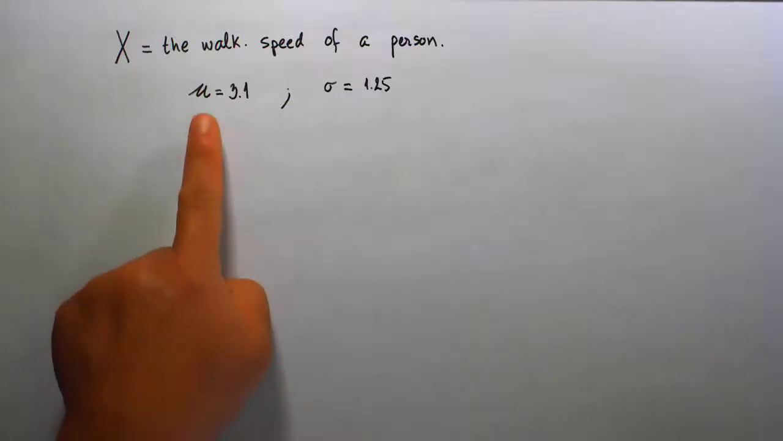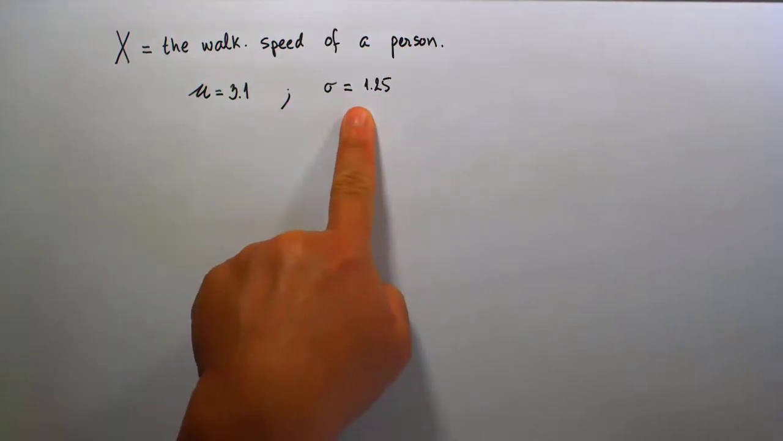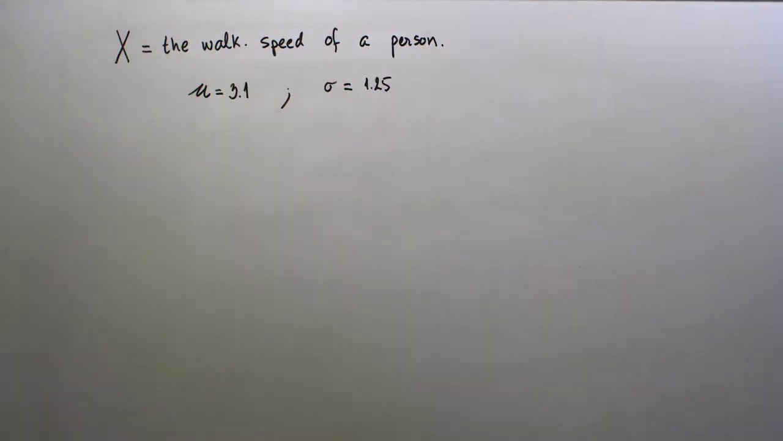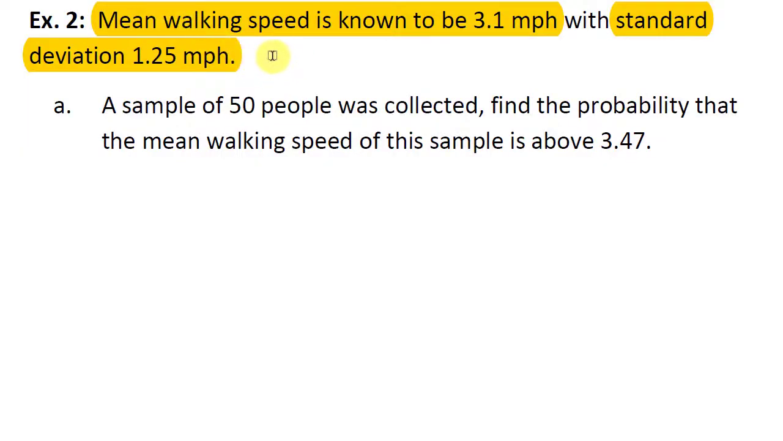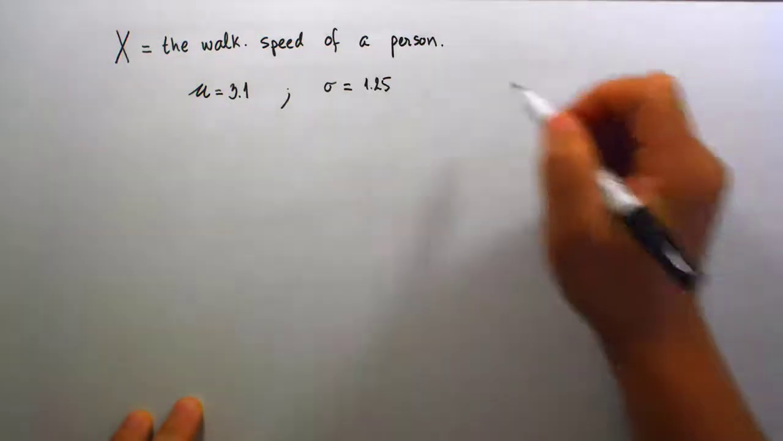In other words, we already have a known center, a known population mean, and further a known population standard deviation. Now connecting this beginning description with our question A, the beginning of question A says that a sample of 50 people was collected. Think about a researcher who collects a sample of people to measure their walking speed. Where does this sample come from? This sample is collected from that beginning population. And so that's why I would now refer to this description from the beginning of our problem.